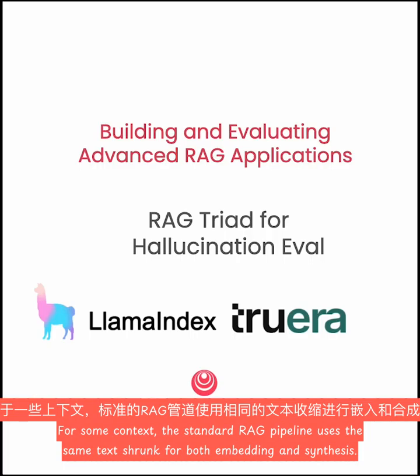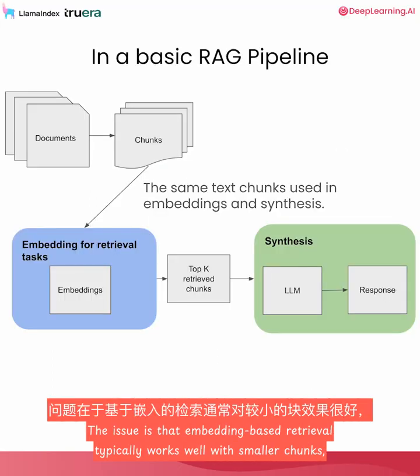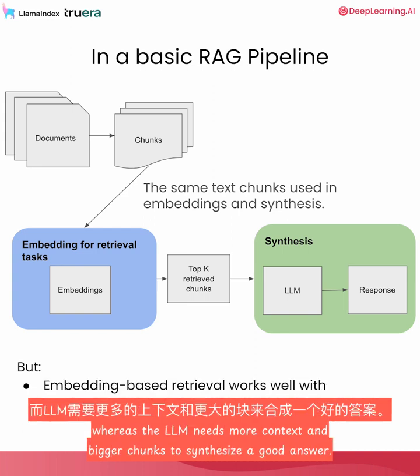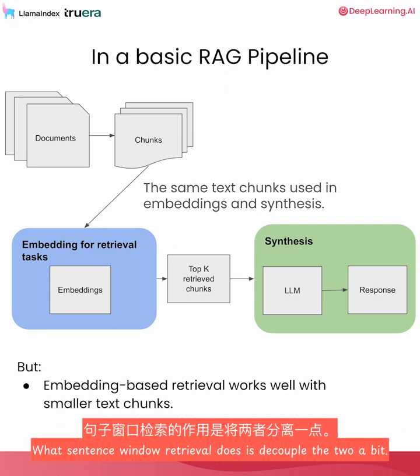For some context, the standard RAG pipeline uses the same text chunk for both embedding and synthesis. The issue is that embedding-based retrieval typically works well with smaller chunks, whereas the LLM needs more context and bigger chunks to synthesize a good answer. What sentence window retrieval does is decouple the two a bit.